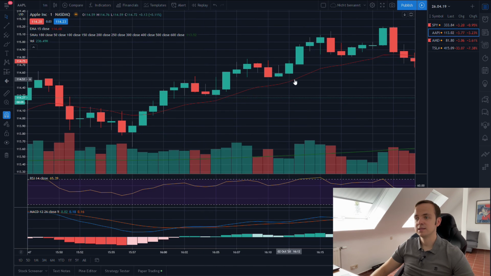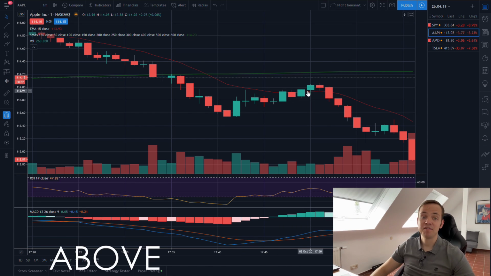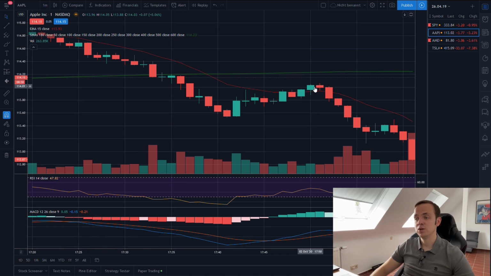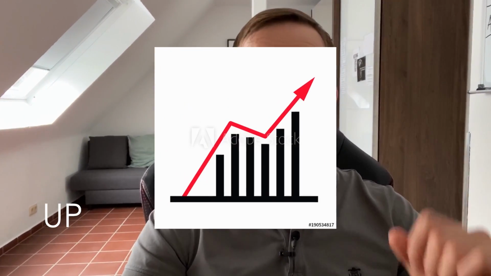So next, let's look at resistance. You can see it tried to go above the moving average line, which is the red line here, but it clearly got rejected, and the moving average functions as a resistance here. The moving average will tell you whether an instrument is trending up, down, or ranging.